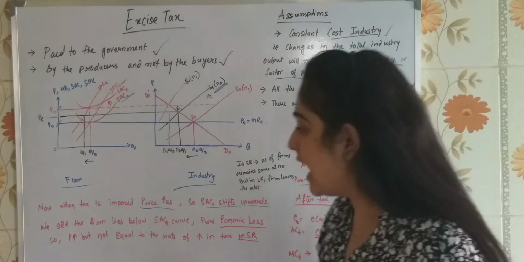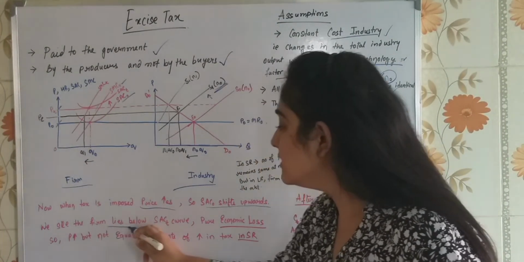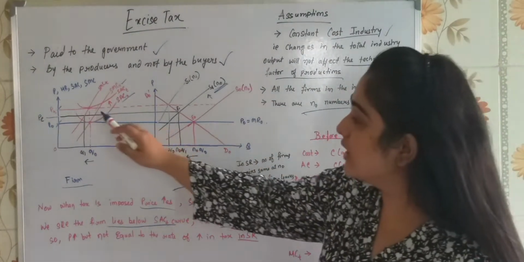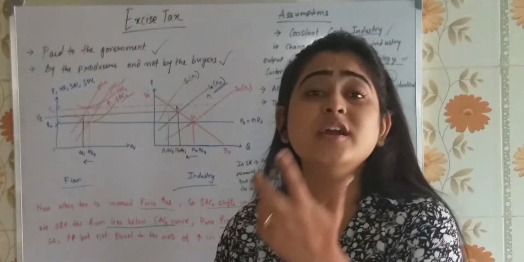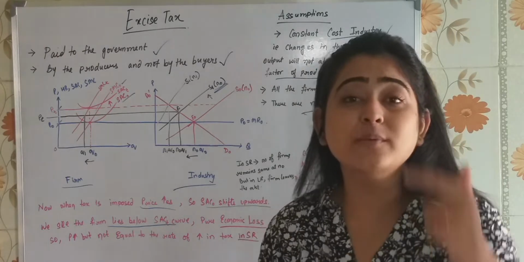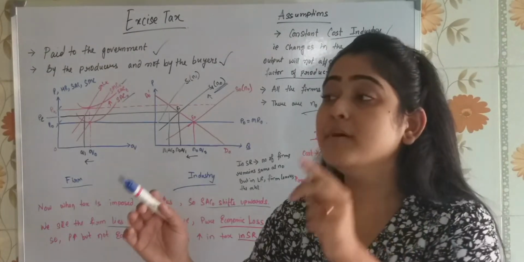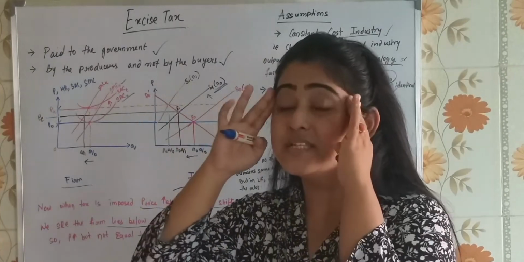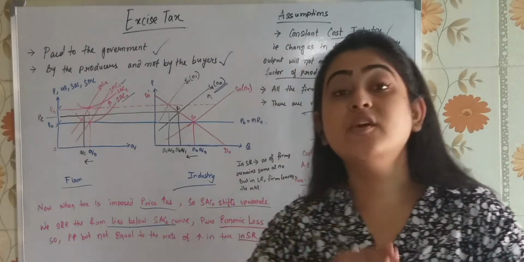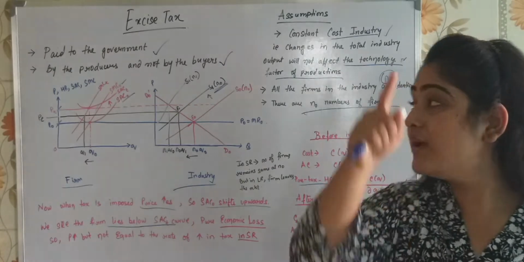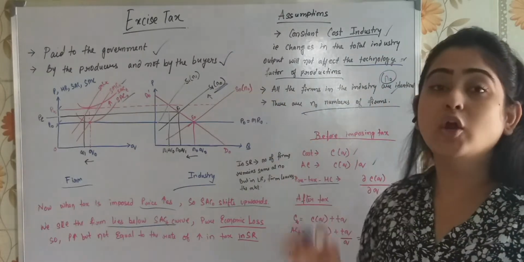Now we see that the firm is lying below the SAC curve. When a firm is lying below the SAC curve, what does it mean? The firm is incurring losses. But in the short run, the number of firms will not change because they still have the hope that profit can happen in future. So the number of firms has still not changed. That's why we still have N naught number of firms in the industry.